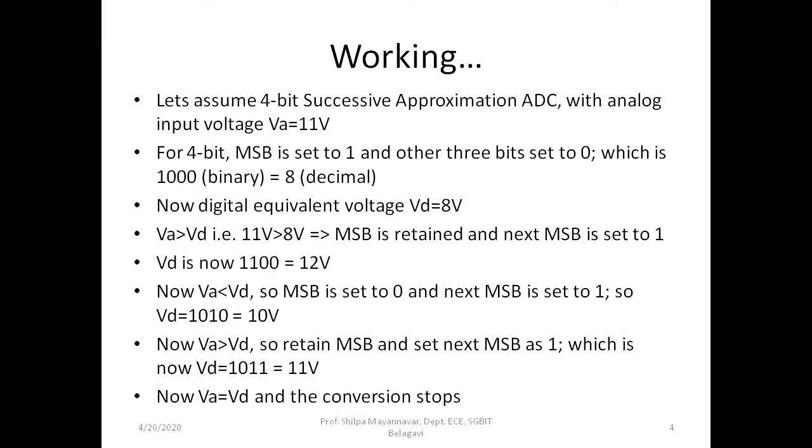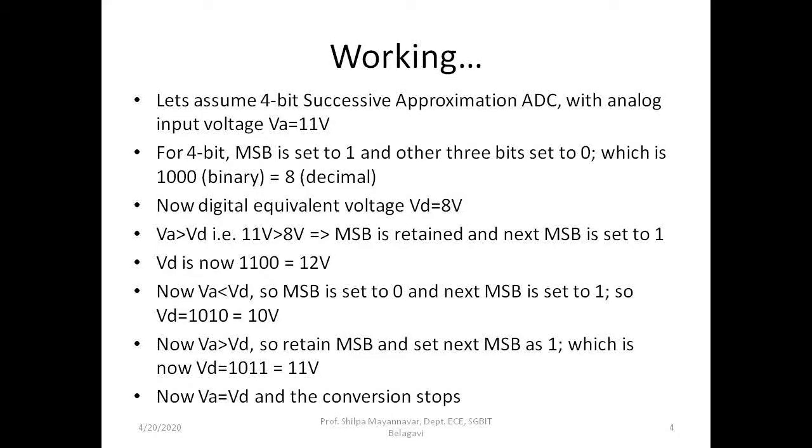Now again the analog input voltage VA is compared with VD. VA is 11 volts, VD is 12 volts. So VA is less than 12 volts, that is the analog input voltage is lower than the equivalent digital voltage. The second MSB is set to 0 and the next bit is set to 1. So earlier it was 1100, now that bit is made 0 and the next subsequent bit is made 1. So it is 1010, which is equivalent to 10 volts.